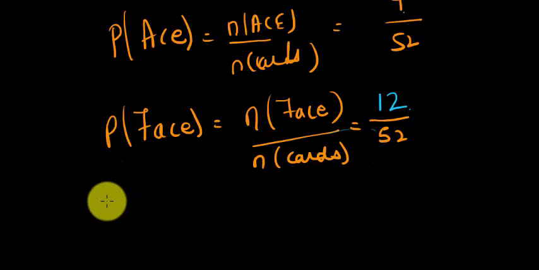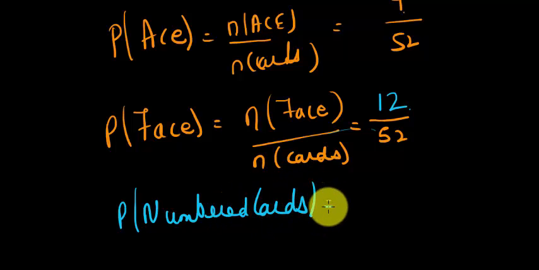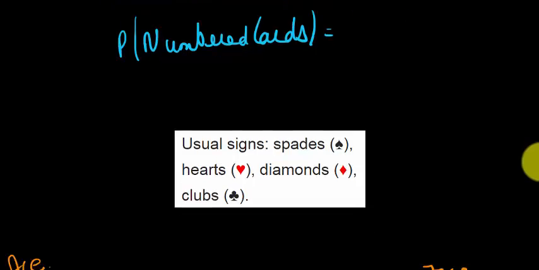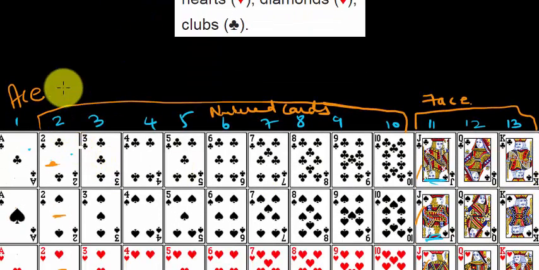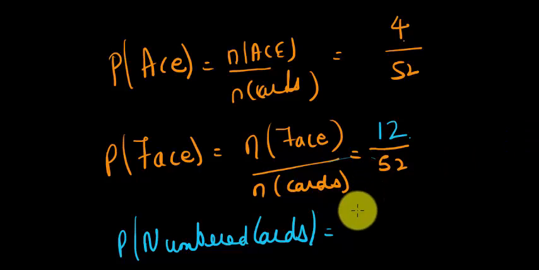What about me getting numbered cards? Probability of numbered cards. For that I need to find out how many numbered cards there are. So this has 1, 2, 3, 4, 5, 6, 7, 8, 9. 9 fours are 36. So 36 out of 52.